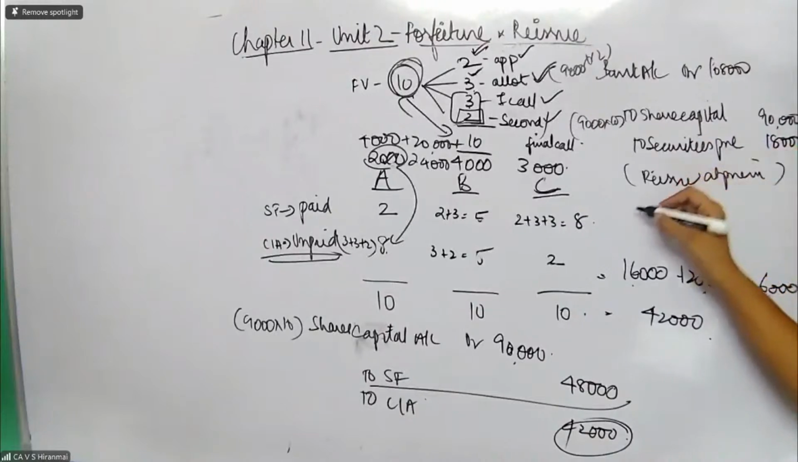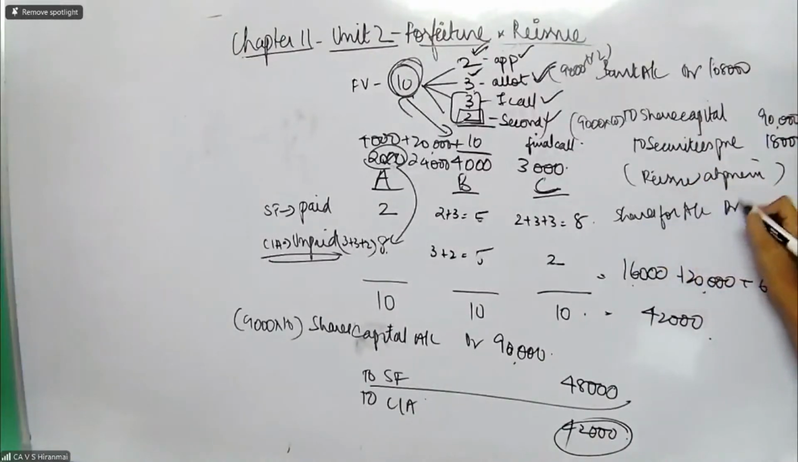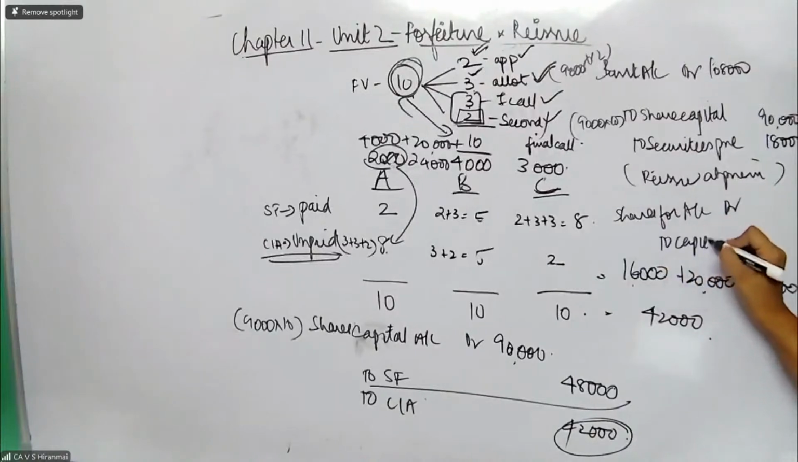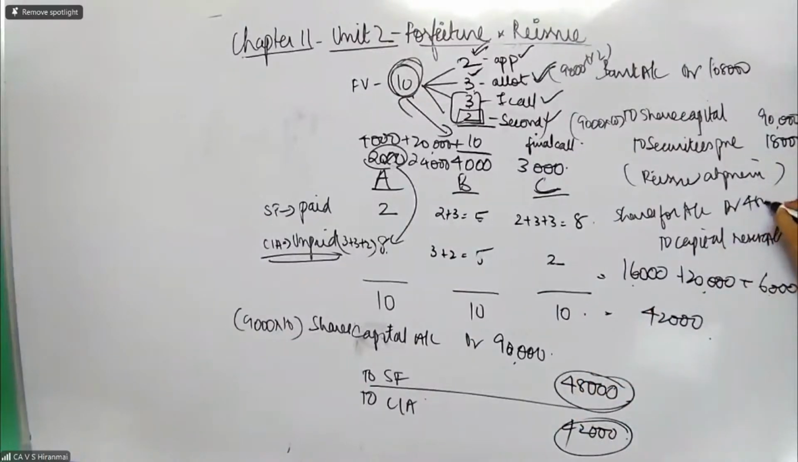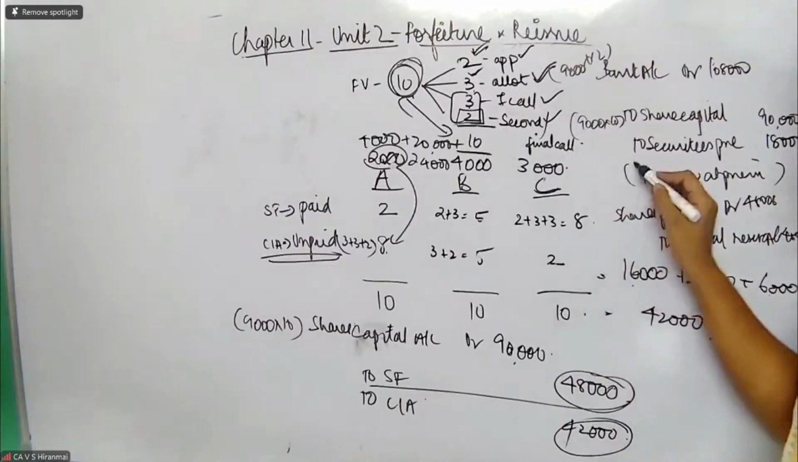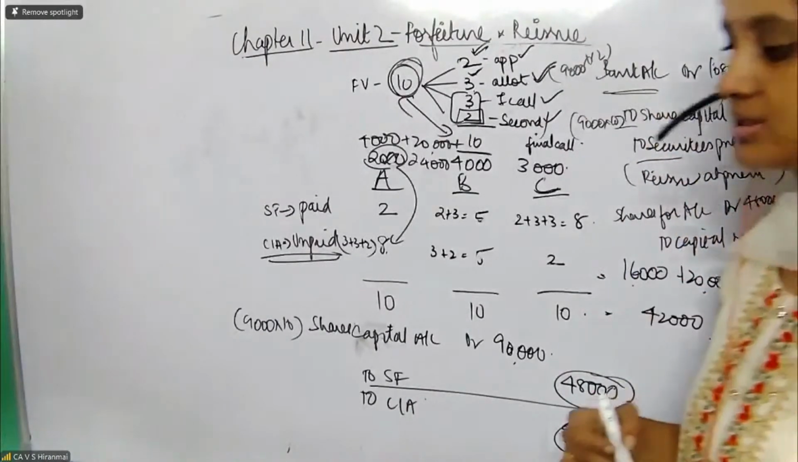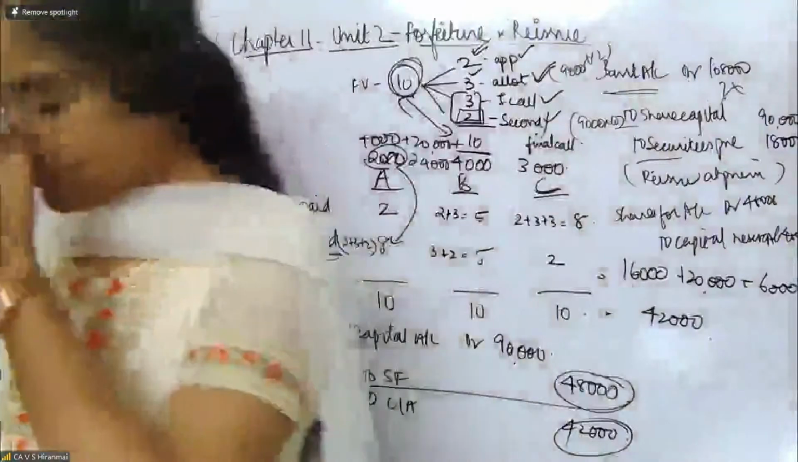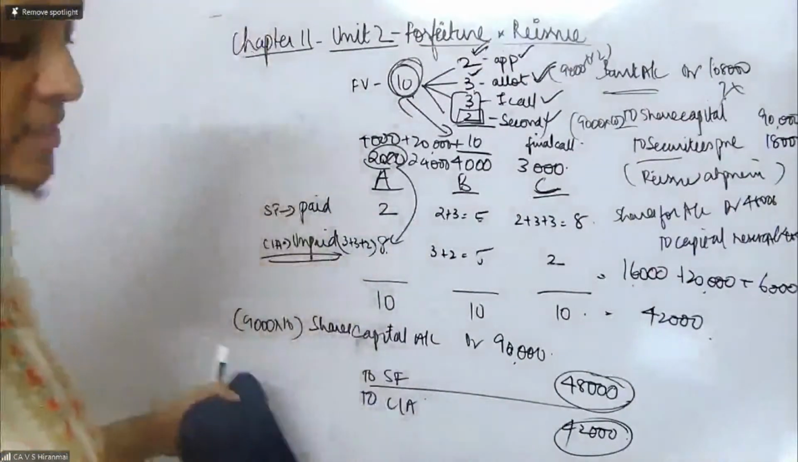Now you tell me the last entry. Shares forfeited account debit to capital reserve. Is there any debit? The entire value will go as the profit to the company, 48 and 48, because there is no debit. No debit, so just 0. That minus this comes to 0. Clear, everybody? So this is one simple question.